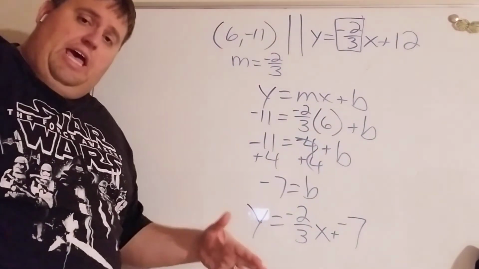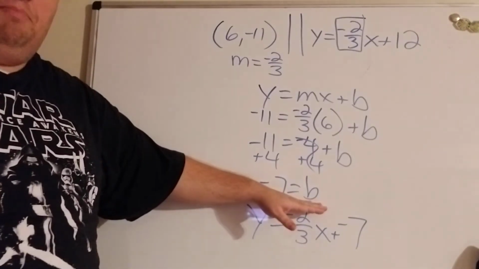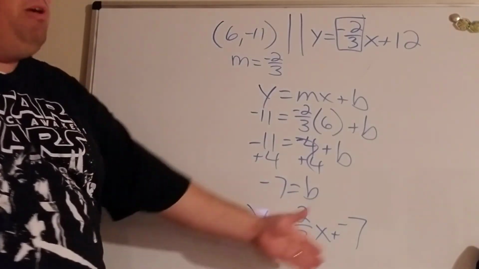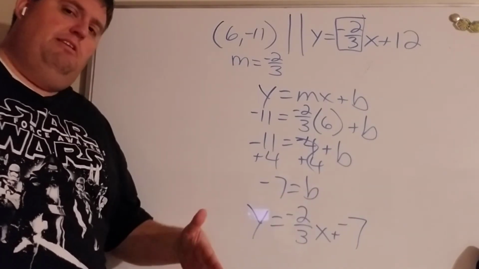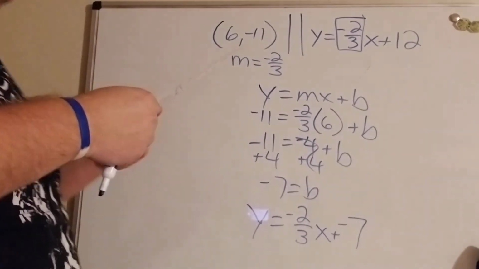Now I will say, I've seen this a lot in my life, where people get down to their y-intercept and then they don't write the equation. Make sure you write the equation. That's what they're asking you to do. So that's the equation of the line parallel to the first line.